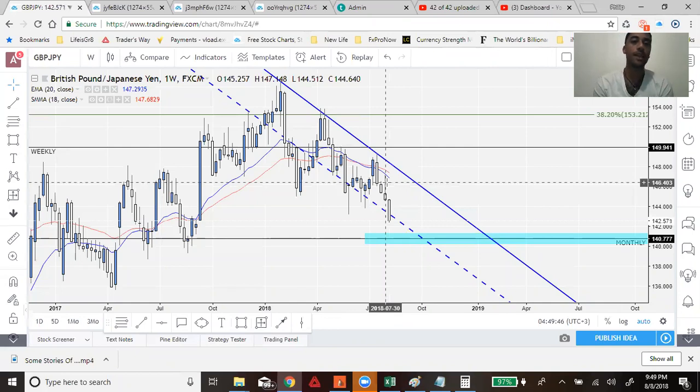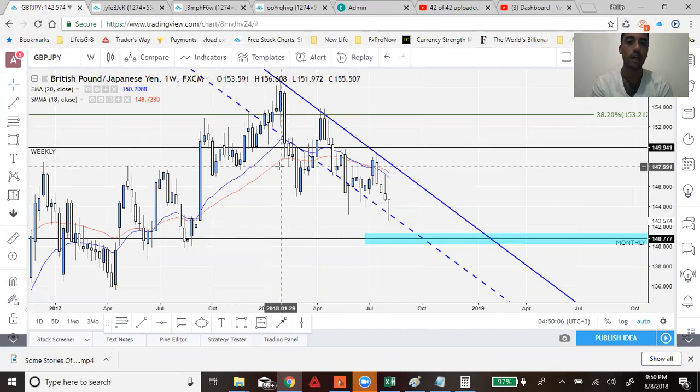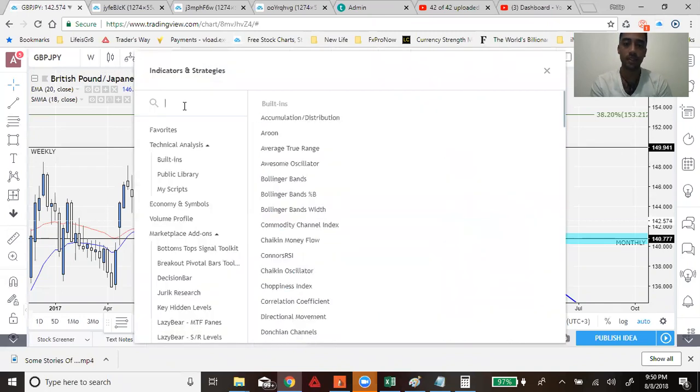Okay, so the next indicator that we're going to, so if the blue is below the red, it's a downtrend. If the blue is above the red, it's an uptrend. Okay, and if they cross, it's a confirmation that this is where it's going. So the next indicator that we're going to add right now is going to be the MACD.